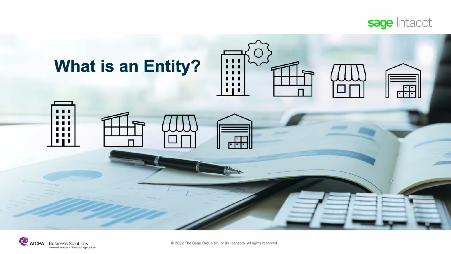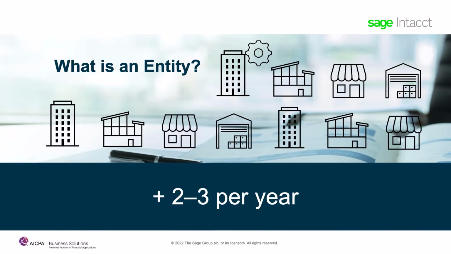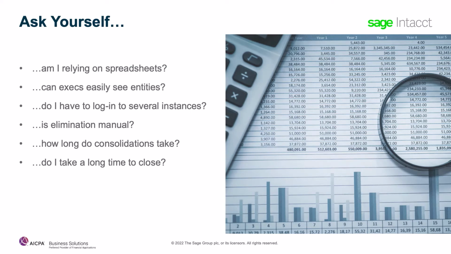Our experience tells us that once a company has multiple entities, it adds new entities at a rate of 2 or 3 per year. I'll go out on a limb and posit that you're here because your organization has more than 2 entities. If you're using QuickBooks for multi-entity management, chances are you're lacking visibility, doing a lot of manual work, and dealing with a lengthy close. So here's some questions to ask yourself.